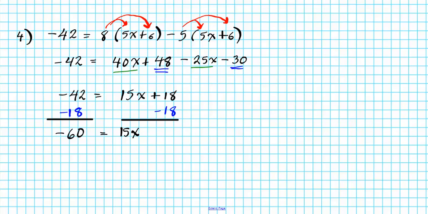Now, to get our variable isolated, we'll divide by the coefficient, which is 15 on both sides. And you end up with x equals 60 divided by 15 is 4. It's also going to be negative since you're dividing two numbers with different signs. So negative 4 is what the value of x is. X is equal to negative 4.